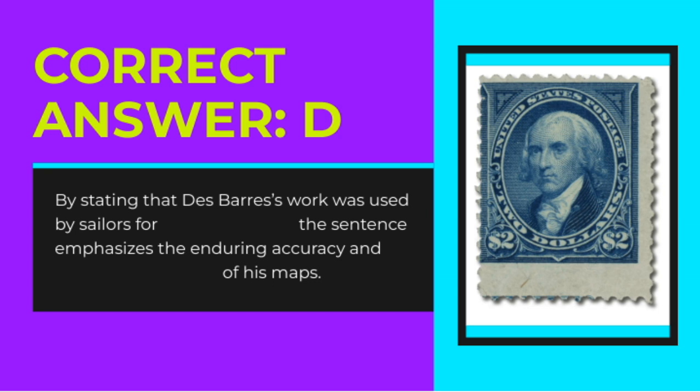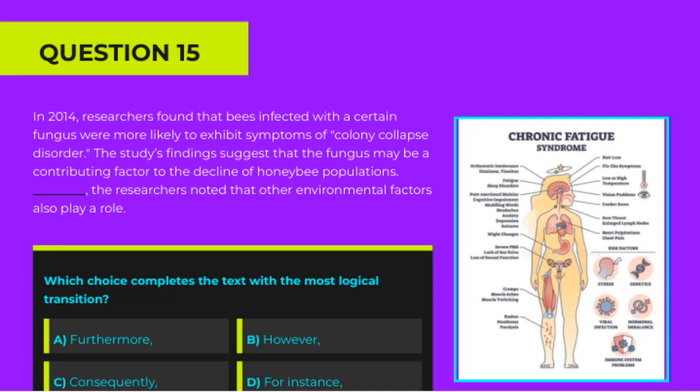In 2014, researchers found that bees infected with a certain fungus were more likely to exhibit symptoms of colony collapse disorder. The study's findings suggest that the fungus may be a contributing factor to the decline of honeybee populations. However, the researchers noted that other environmental factors also play a role. This highlights how complex the issue really is, and it emphasizes the importance of considering multiple influences when addressing bee decline. Understanding these various factors is crucial as we look for effective solutions to support bee health and the overall health of our ecosystems.